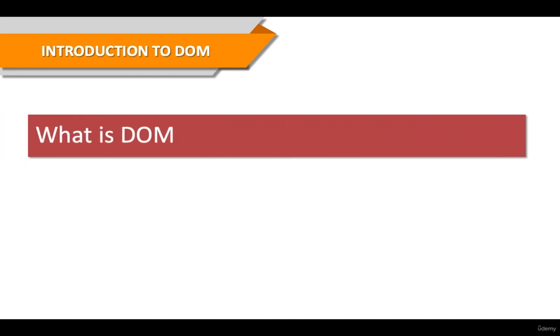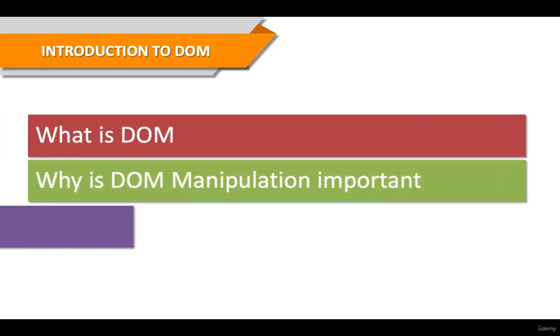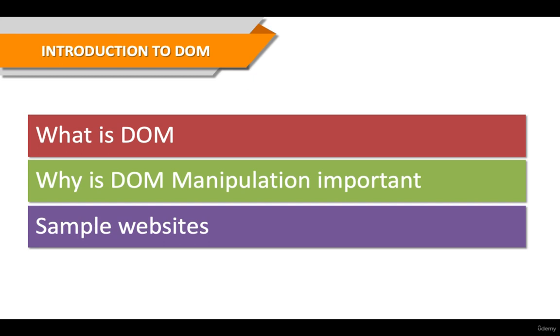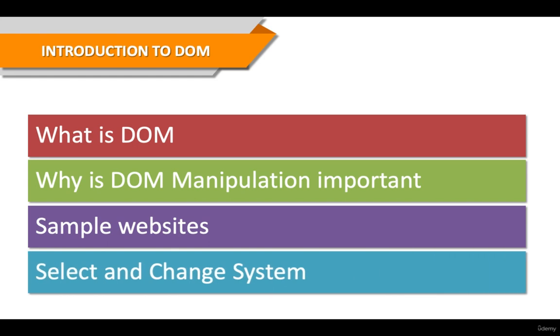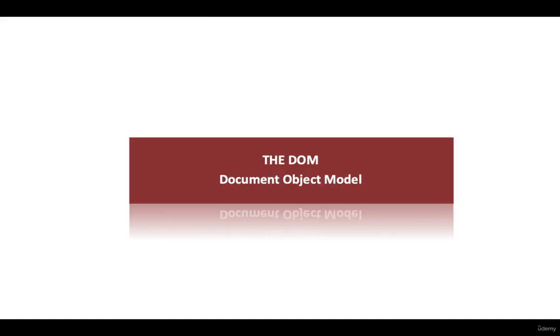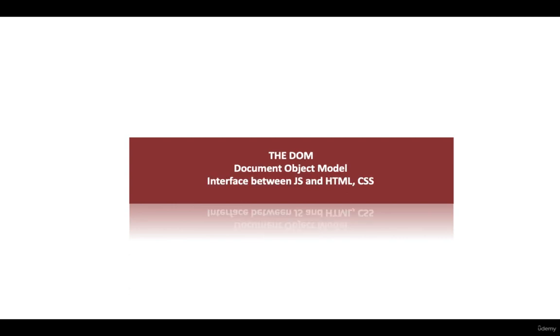So then we got into DOM. We talked about what the DOM is, why DOM manipulation is important, and then we saw a couple of example websites. Talked about DOM manipulation, and we said that this is a two-step process: select and manipulate. DOM basically is an interface between JavaScript and HTML and CSS.